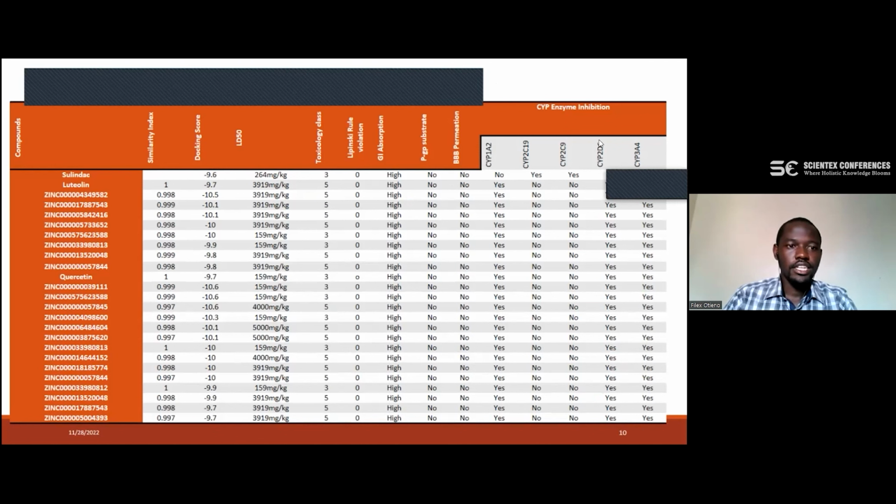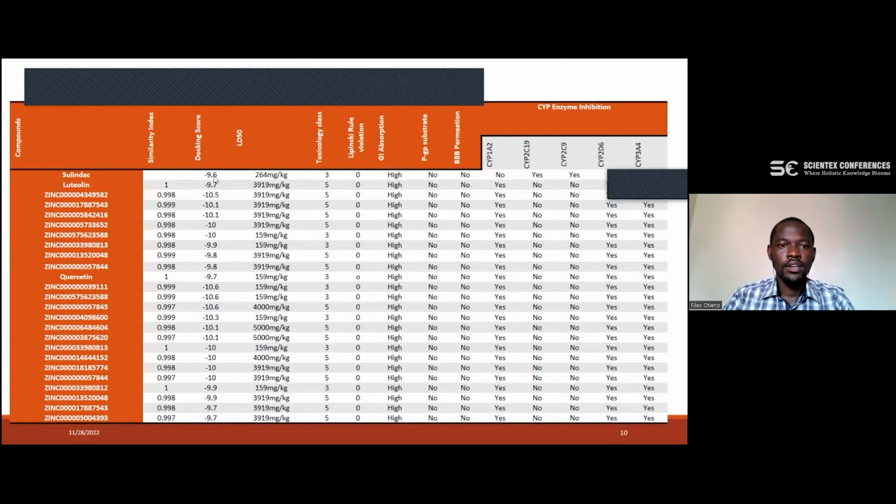So we had the Sulindac, which was our comparator. You can see the docking score, that is the binding strength to aldose reductase, was at negative 9.6. Usually in the program, the more negative the docking score, the higher the binding strength that is predicted. For Sulindac, which was our comparator, the docking score was negative 9.6. It had a low LD50 of 264 milligrams per kilogram.